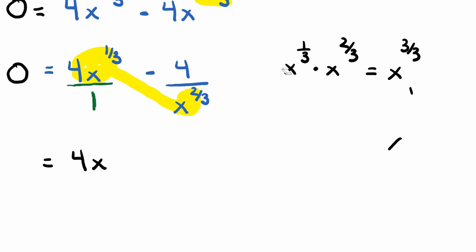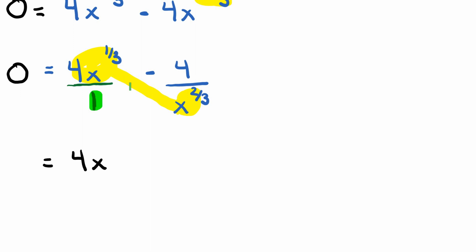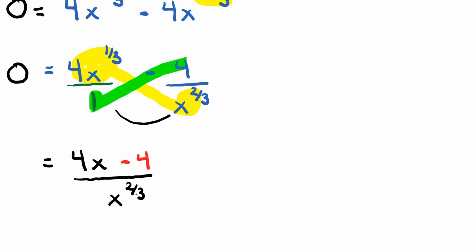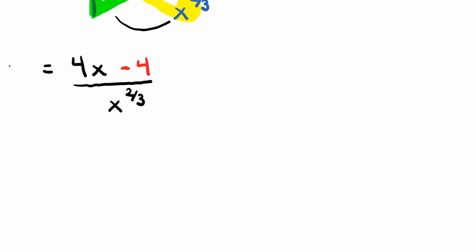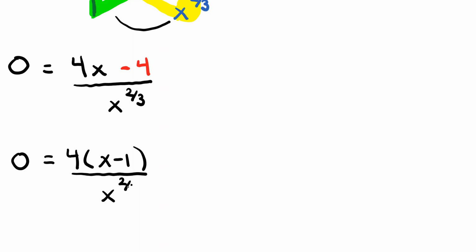Okay, and after that, let's go ahead and take the next step here. So I take this 1 here, and then I crisscross and multiply with that negative 4, so I get 4x minus 4, and then I divide that by just the denominators being multiplied here. So 1 times x to the power 2/3 is x to the power of 2/3. Okay, so if I go ahead and make this equal to 0 here, I can factor out the top. So I get 4 bracket x minus 1, and I get x to the power 2/3 on the denominator there.